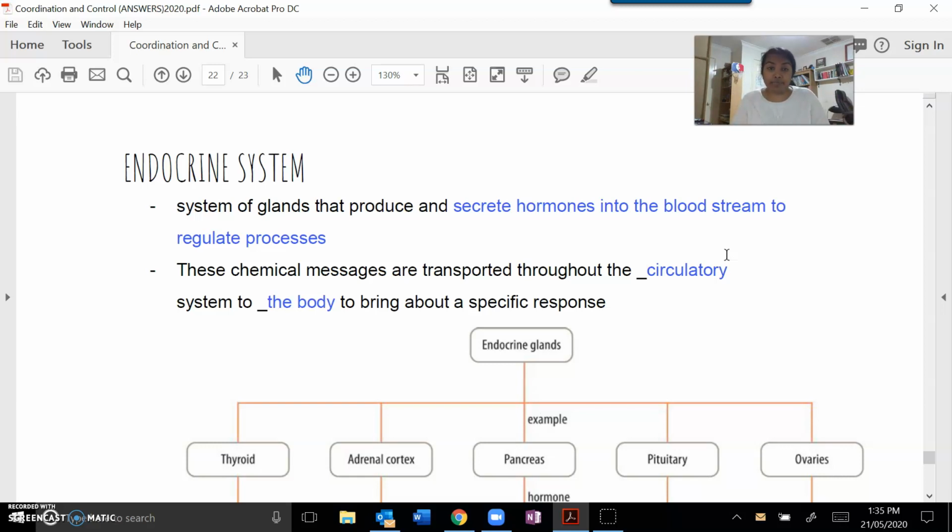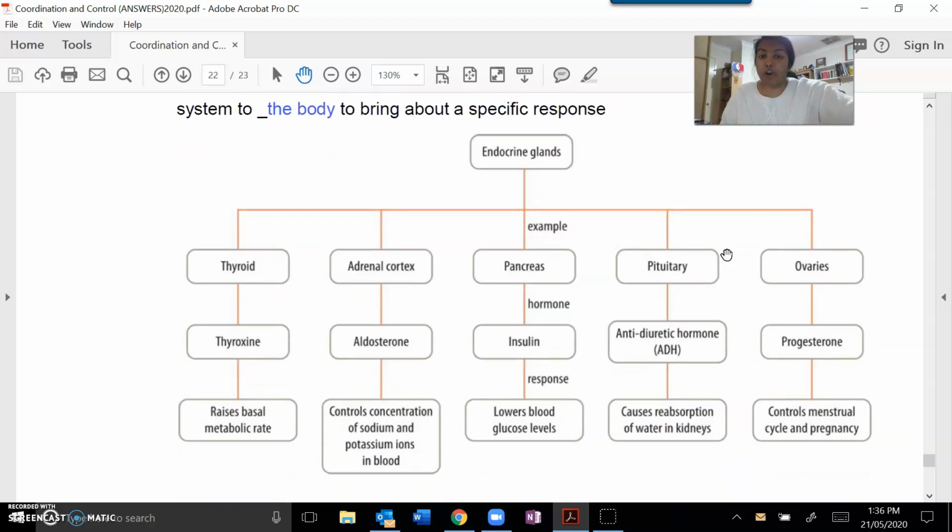the endocrine system. For example, adrenaline is released. Adrenaline is a hormone, and that is released by the adrenal glands. Adrenaline is released into your blood and carried in the circulatory system around your body, and it goes to places where it needs to go. So these are some examples of endocrine glands.